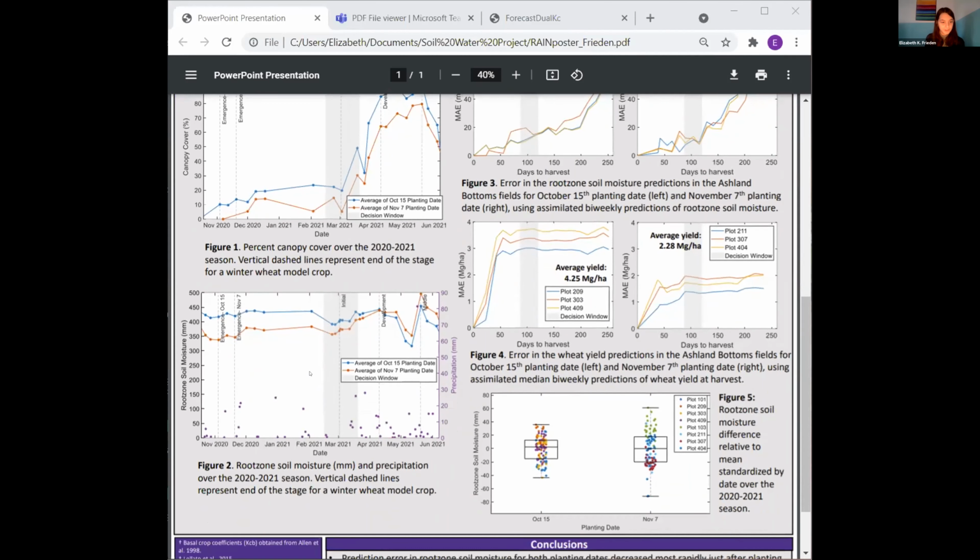And then this next graph shows the root zone soil moisture over the course of the season in each planting date.